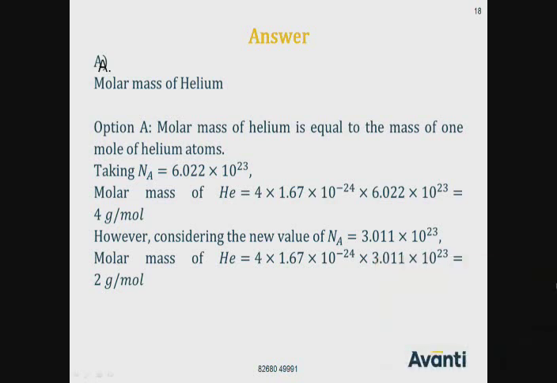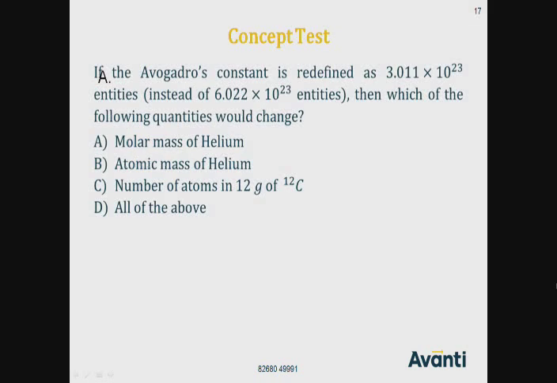You are saying C, but they are saying something else. Let me check the question. If the Avogadro constant is redefined as this one instead of this one, then which of the following would change? Molar mass, atomic mass, number of atoms in 12 gram of C12 isotope. Guys, molar mass will change.